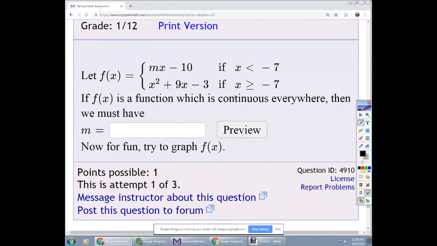Are piecewise functions always continuous? No, sometimes they're broken, right? So for some values of m, these guys are not going to connect. For one value of m, they are going to connect. So let's see if we can figure that out.